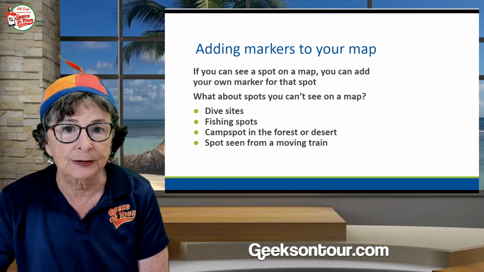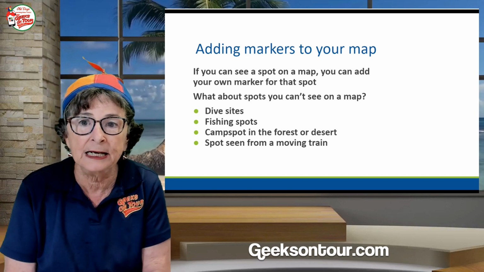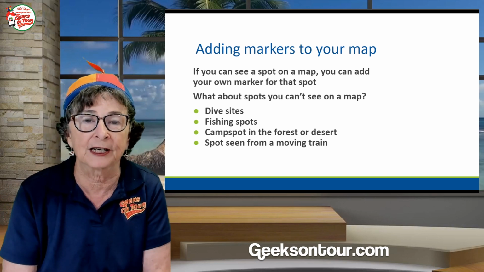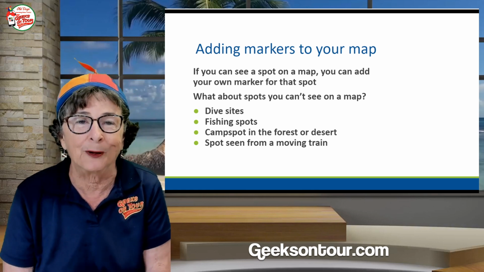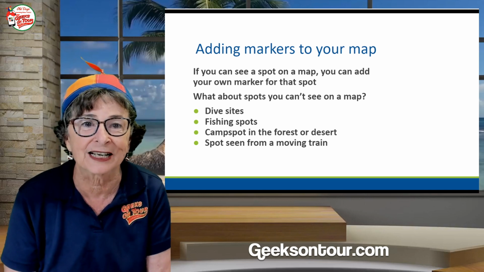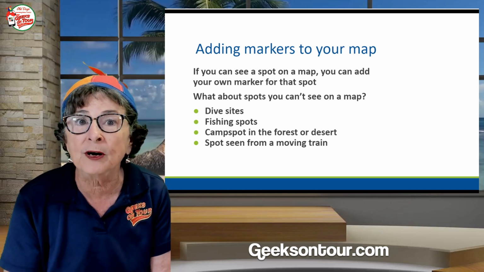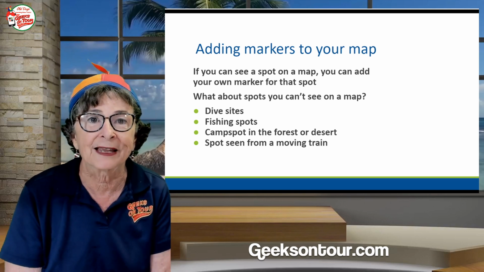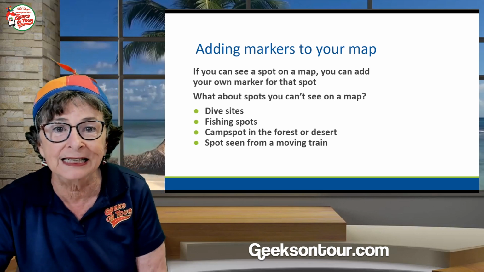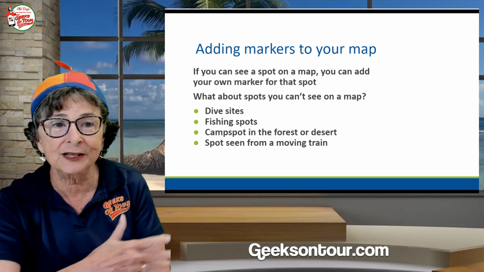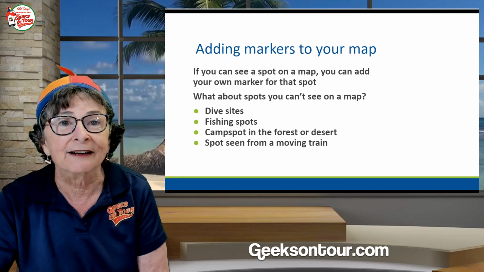So adding markers to your map. It's a map, so you can see, just like in the opening video, a parking spot and you could add a marker to that parking spot. But what about things that you can't see, like dive sites? Or how about favorite fishing spots out in the ocean? Or a camp spot or backpacking place in the forest or the middle of the desert, you RVers who boondock in the desert. Or if you saw something from a speeding train, and you want to say, what is that? We have a solution.